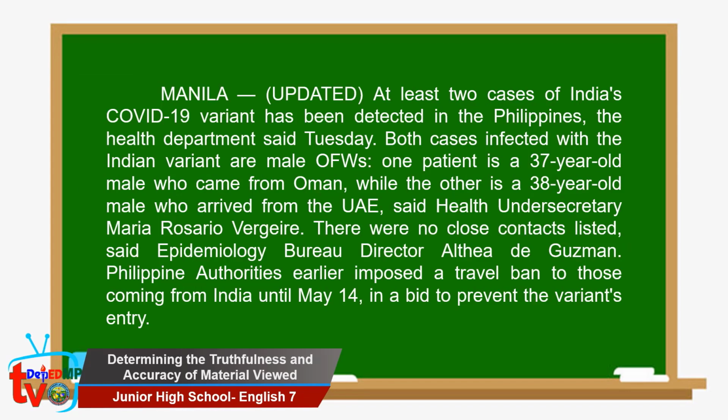At least 2 cases of India's COVID-19 variant has been detected in the Philippines, the Health Department said Tuesday. Both cases infected with the Indian variant are male OFWs. One patient is a 37-year-old male who came from Oman, while the other is a 38-year-old male who arrived from the UAE, said Health Undersecretary Maria Rosario Vergeri. There were no close contacts listed, said Epidemiology Bureau Director Althea de Guzman. Philippine authorities earlier imposed a travel ban to those coming from India until May 14 in a bid to prevent the variant's entry.